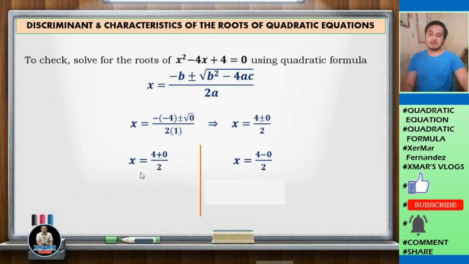4 plus 0 is 4 over 2, and that is 2. So x equals 2. Next, for x equals 4 minus 0 all over 2, 4 minus 0 is 4 over 2. We still have x equals 2. Now, our roots are equal. So that is what is meant by real numbers and are equal if the discriminant is 0.